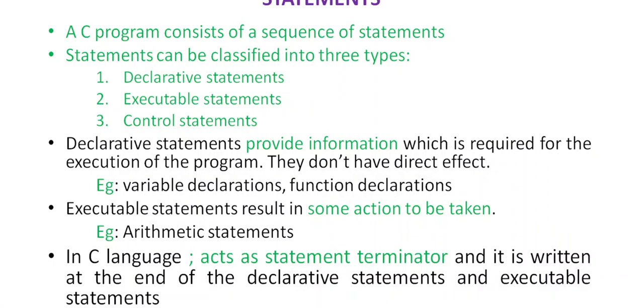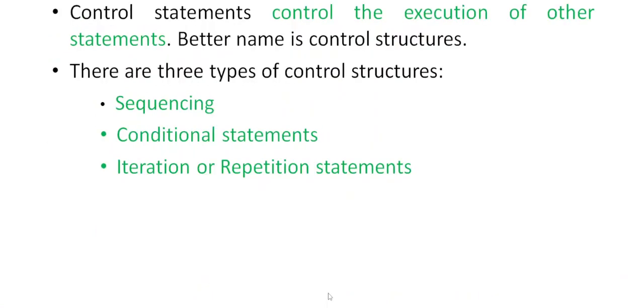There are some statements for which you don't write the semicolon at the end, like looping: for loop, while loop, etc. We'll discuss the loops later. But there you don't write it. But in declarative statements and executable statements, all those things will be terminated by a semicolon.